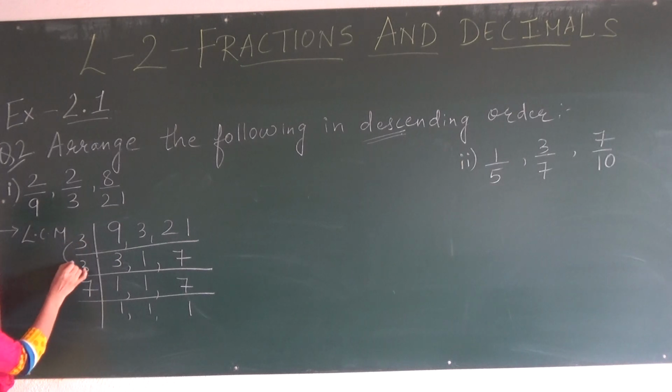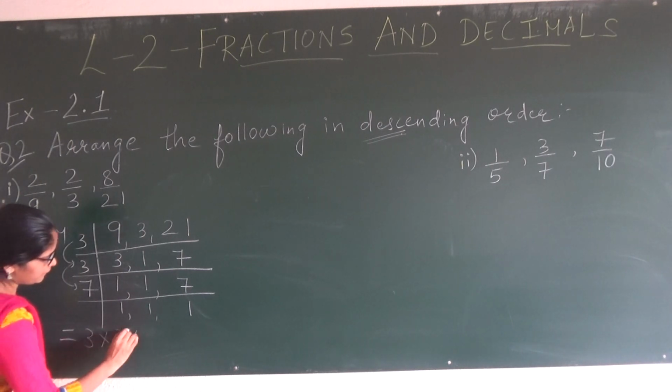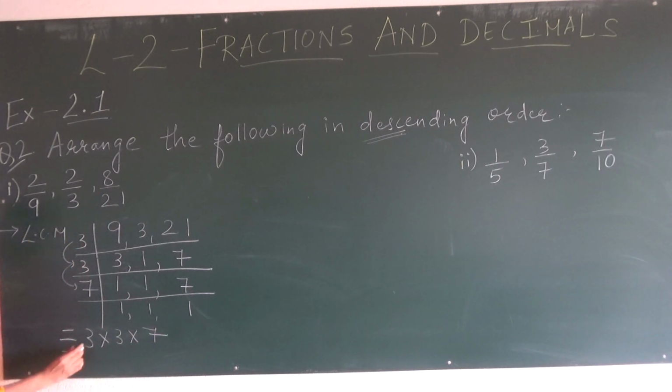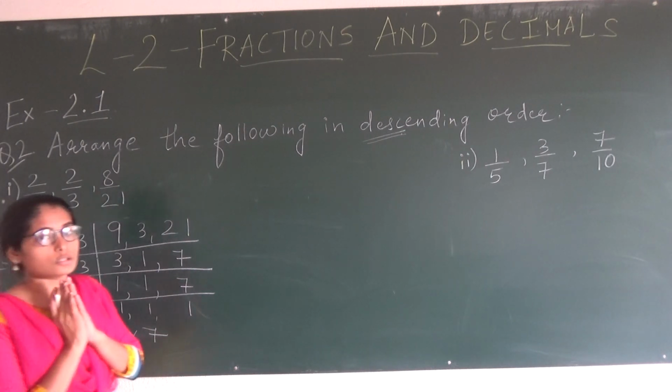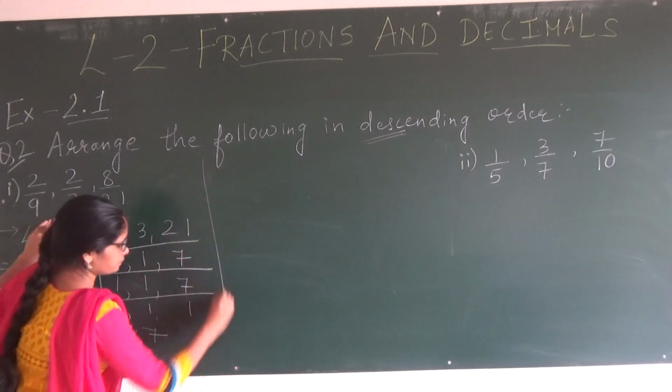Now we will multiply these: 3 multiplied by 3 multiplied by 7. So 3 3s are 9 and 7 9s are 63. So what is our LCM? Our LCM is 63. So 63 should be the denominator of these three fractions. Okay, so let us start.